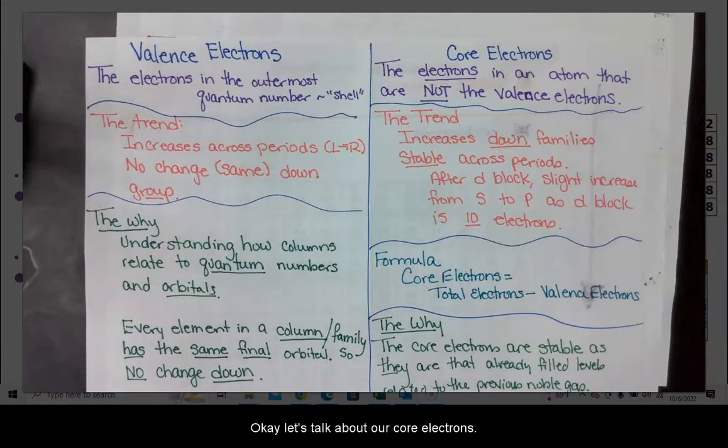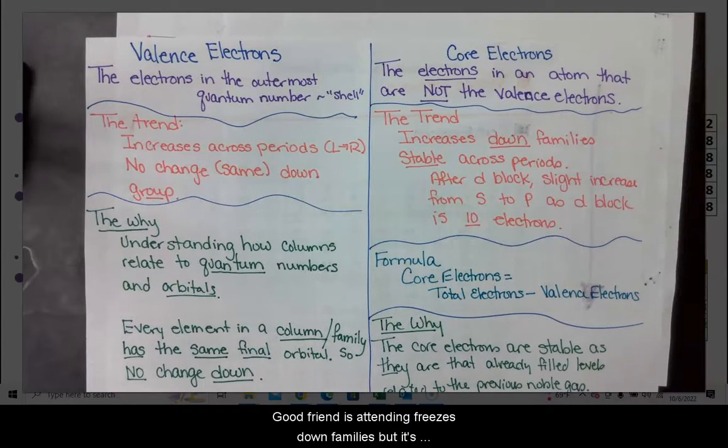Okay, let's talk about our core electrons. These are the electrons in an atom that are not, I repeat, not the valence electrons. The trend is that it increases down families, but is fairly stable across periods. For periods 1, 2, and 3, the core electrons will be the same all the way across. When you hit period 4, because now you're adding in those electrons from the D block, you get a slight increase, but it's still fairly stable.